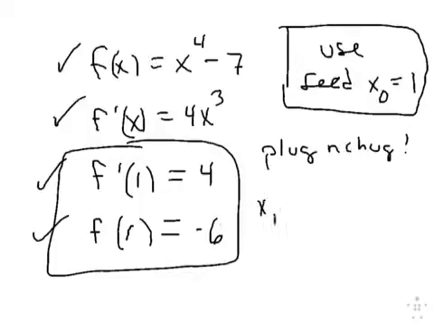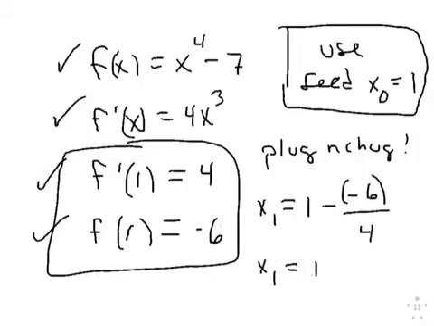So then x1 would have to equal 1 minus our function evaluated at 1, which is negative 6, over the derivative evaluated at 1, which is 4. Keep crunching that out. You're going to have 1 plus 6/4, which, if you crank that out and get a decimal, you're obviously going to arrive at 2.5.